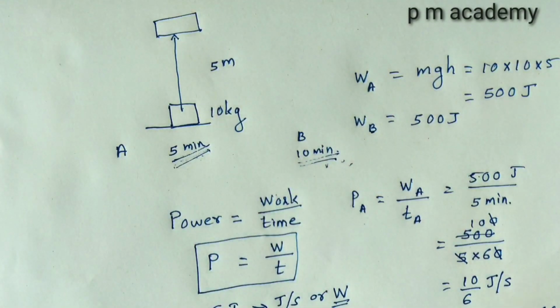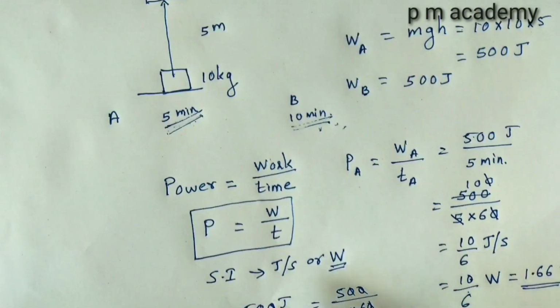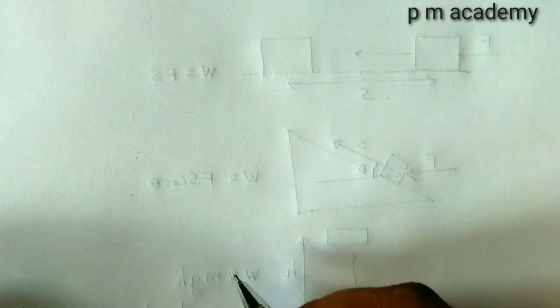Once more I am repeating, power is a physical quantity that tells how fast the work is done. The formula for finding power is work by time. Its SI unit is watt. Joule per second is also another unit. It is also known as watt. Watt is a commonly used unit of power.